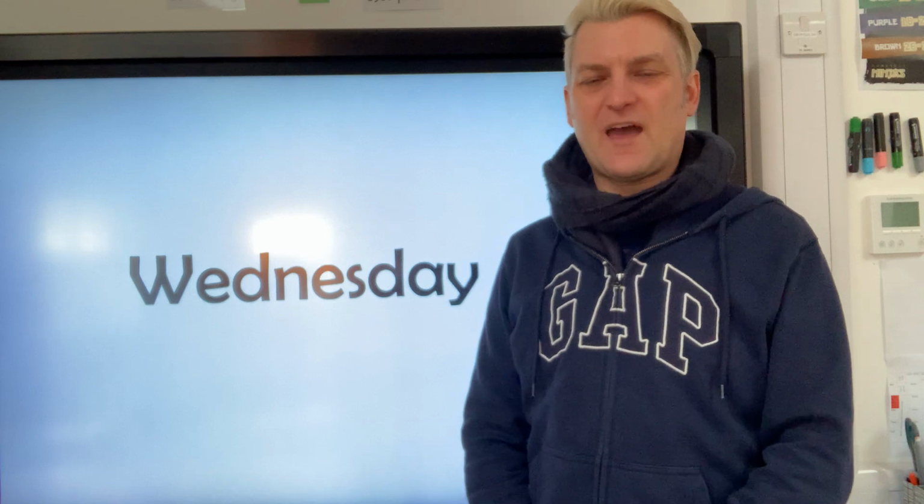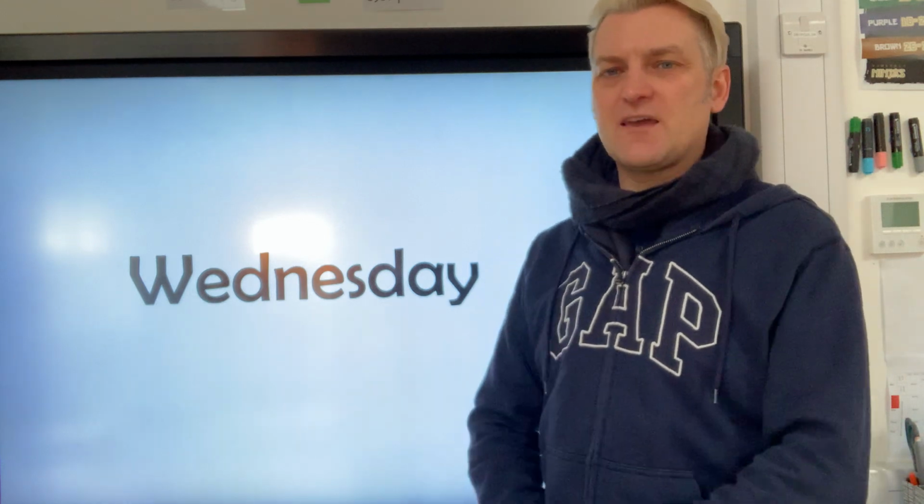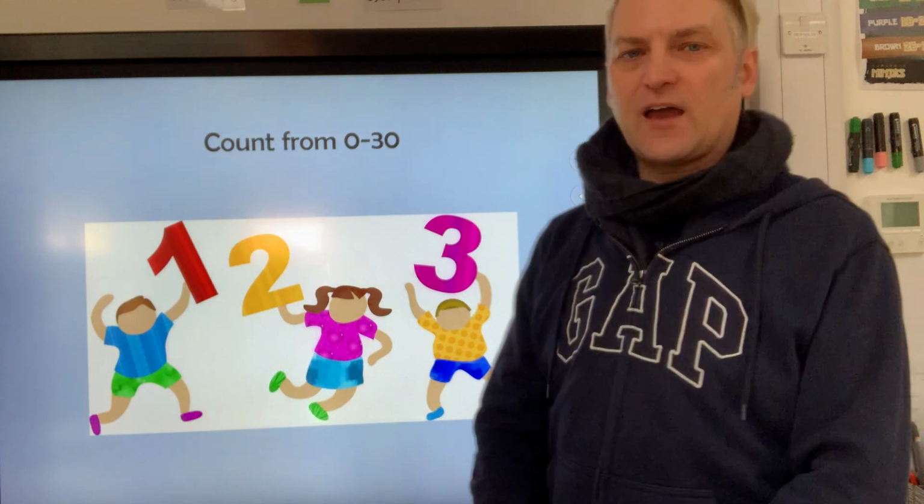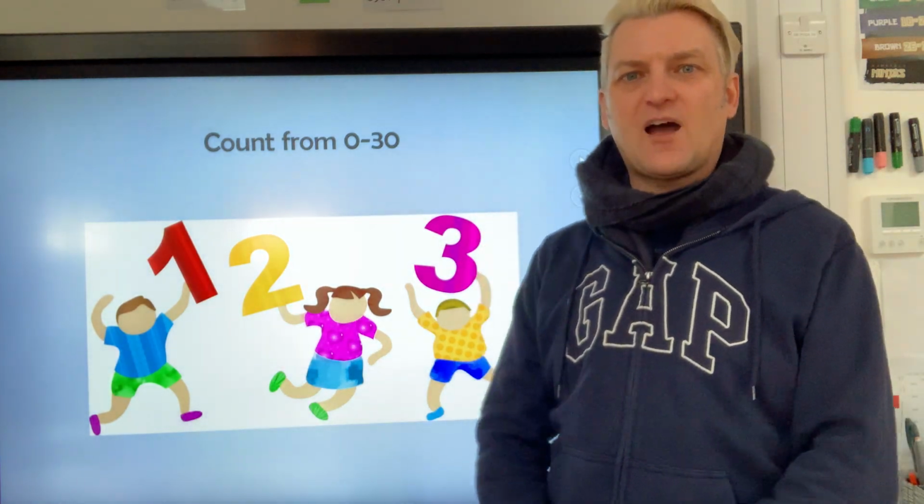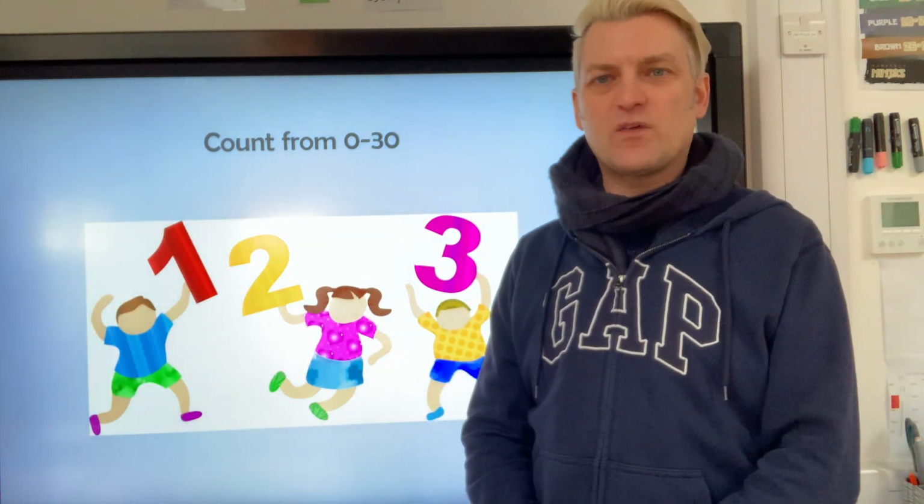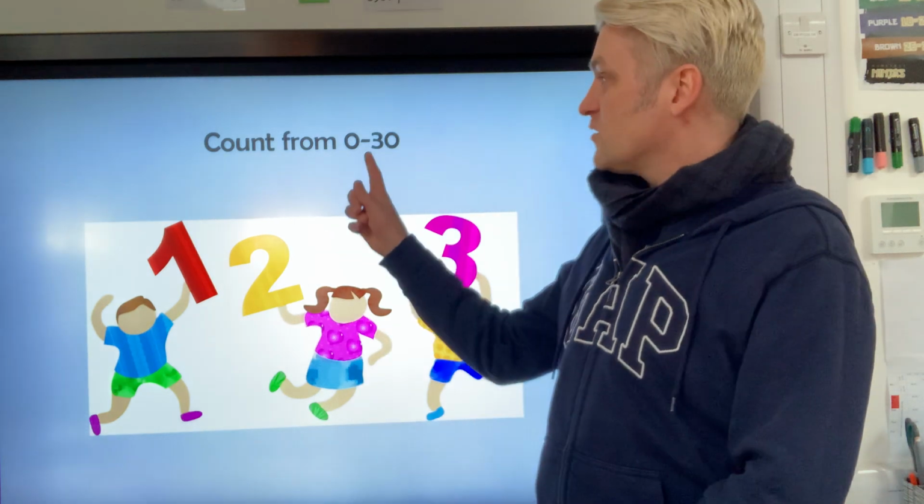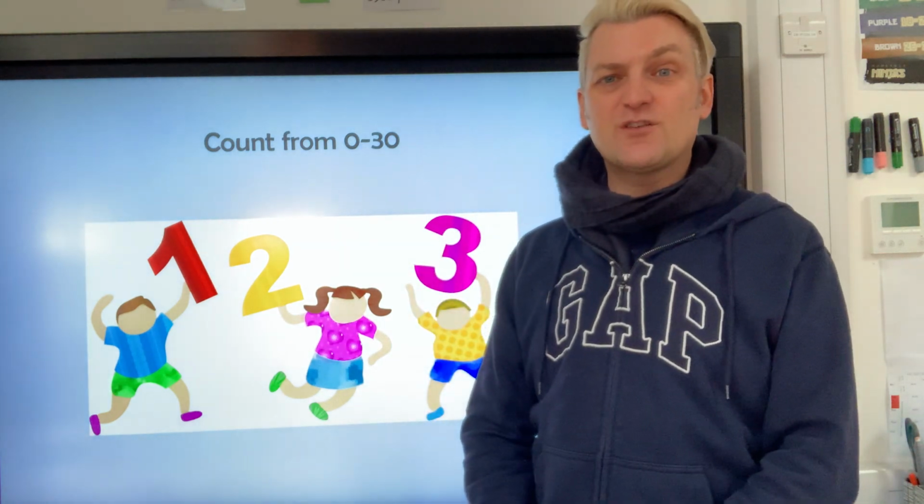We're here today with our next maths lesson. Okay, it is Wednesday. Let's move on and we're going to start straight away with our counting. Now, can you remember when we did this before? I'll count and you can join in with me and then we'll play a game of tennis counting. So let's go, starting with 0 to 30.